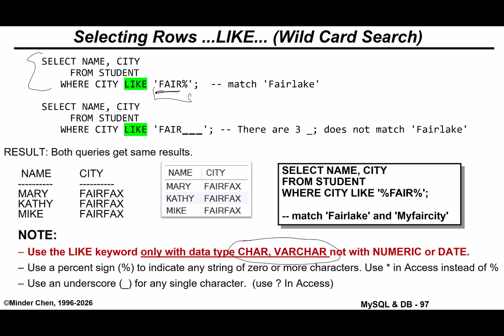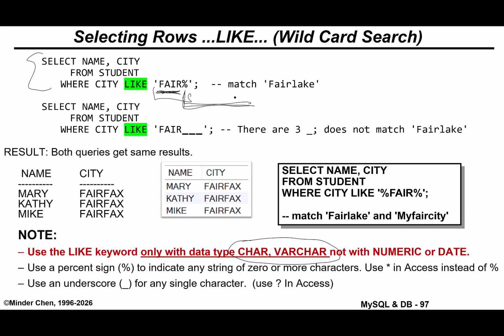Okay, in this situation, any city name that starts with fair will match this criteria and will be selected. So it could be fair by itself, nothing else, it matches. It could be 0 or more characters after fair and will match. So Fairfax will match. Fairland will match. Fair space land will match. Okay. So that's the wildcard search.